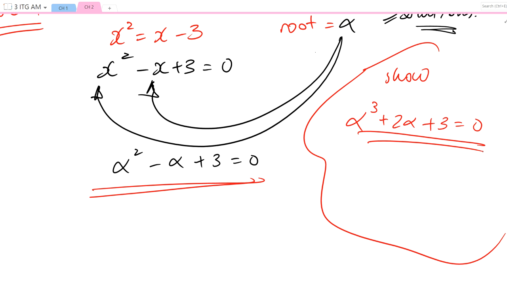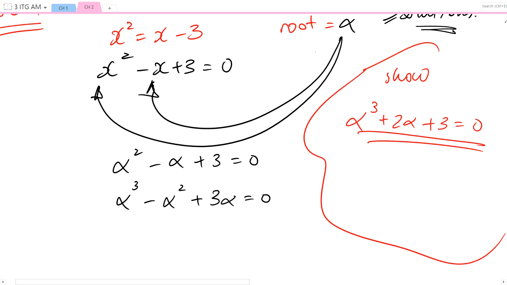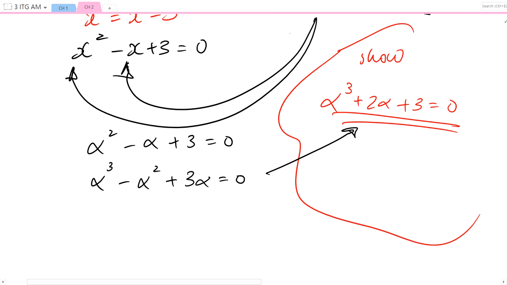Can you give me a suggestion of what I can do? What can I do? I want an alpha cube. I can multiply by alpha. Okay, if I multiply by alpha, what do I get? Alpha cubed minus alpha squared plus 3 alpha equals to 0. Am I getting closer to this? Yes. What do you think I should do next?